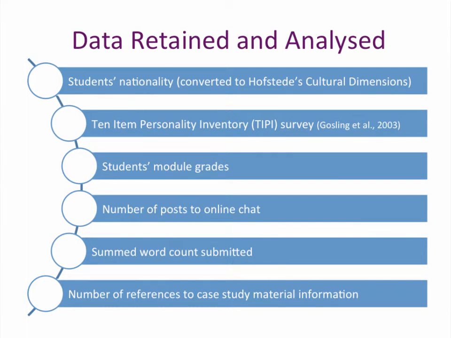In this study, we retained various informational data pieces about students, such as their nationality, which we converted to Hofstede's cultural dimension scales, the results of their 10-item personality inventory, which measured their personality traits, as well as students' module grades. And we used this data to analyze behavioral traces of students in the chat, such as the number of posts each student made or the summed word count that was submitted. Finally, we did a bit of textual analysis, and we manually coded when students made an explicit reference to information they were given as part of the case study materials.